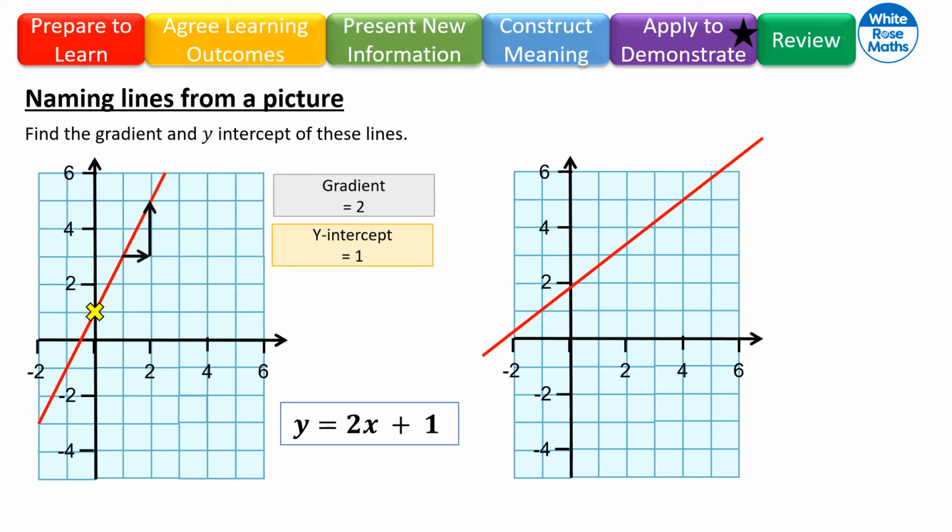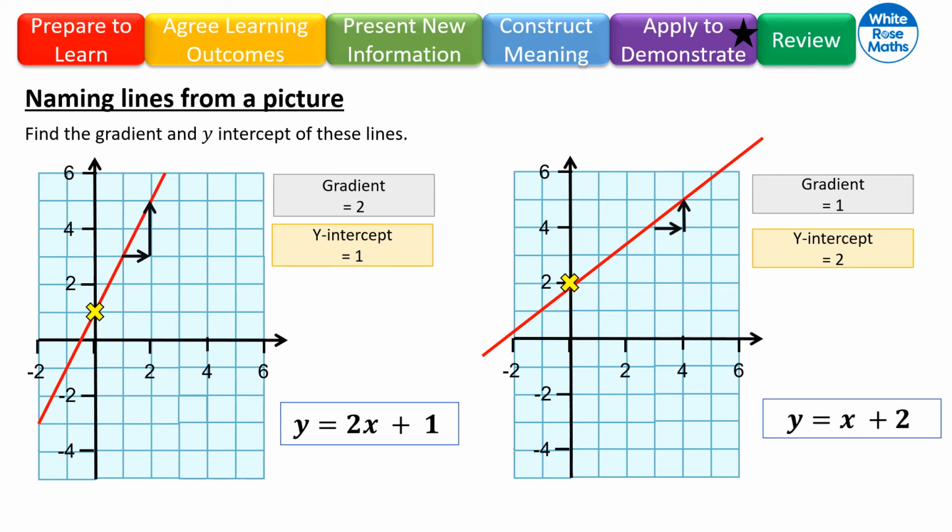On the second one, I could do my gradient first. So I'm going to go 1 square across, 1 square up. So I know I've got a gradient of 1. Let's look at my y-intercept. I can clearly see it crosses at 2. So I've got y-intercept of 2, which means that my equation of the line is y equals 1x plus 2. But I never write 1x in maths because we're lazy. We just write x. You can write 1x, but you don't really need to.